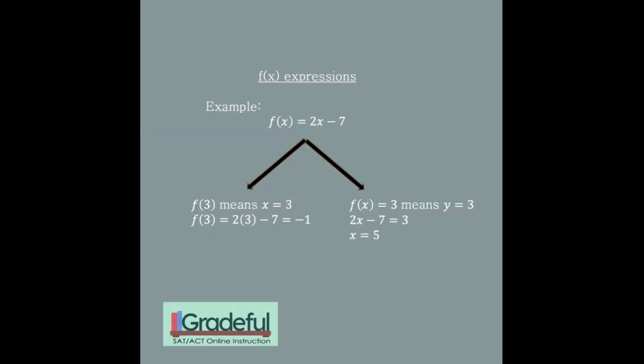Now going over to question number 12. Here we have another f of x expression. F of x, g of x, h of x, no real difference. But for these, you want to know that if you have a number in the parentheses, so for instance, f of 3 or h of 3, that means replace x with 3. But if on the other hand you have the whole thing, f of x or h of x or g of x or whatever, equal to some number, that means you set y equal to that number. In other words, the whole thing equals that number.